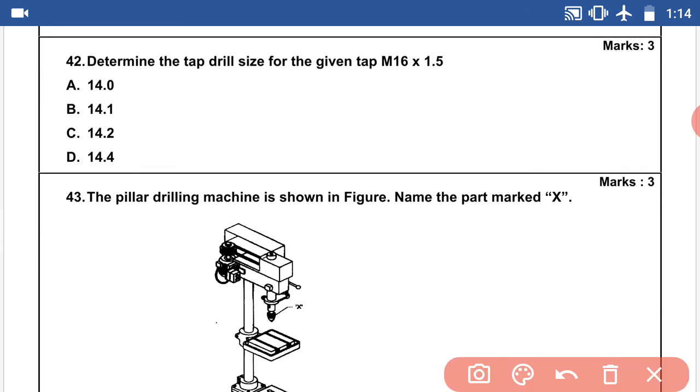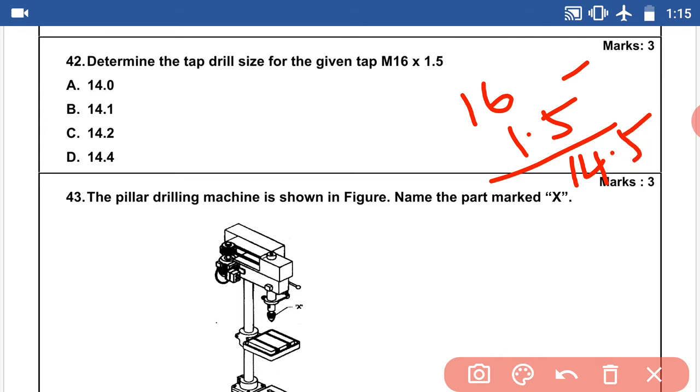Question number 42. Determine the tap drill size for the given tap M16 multiply 1.5. This question's answer: tap size less pitch. Tap size 16, pitch 1.5. So subtract the value: 14.5. The nearest value in the answers is 14.4. Option D is the correct answer.